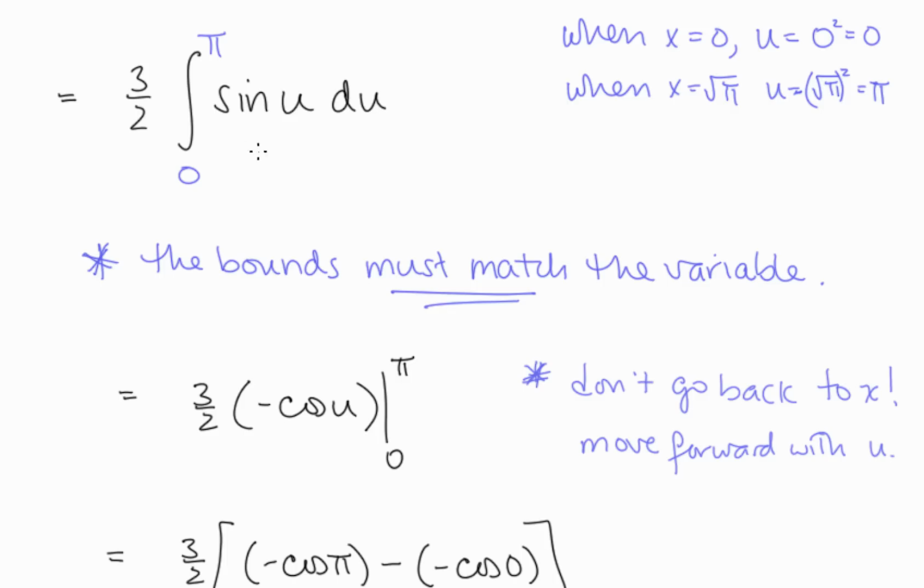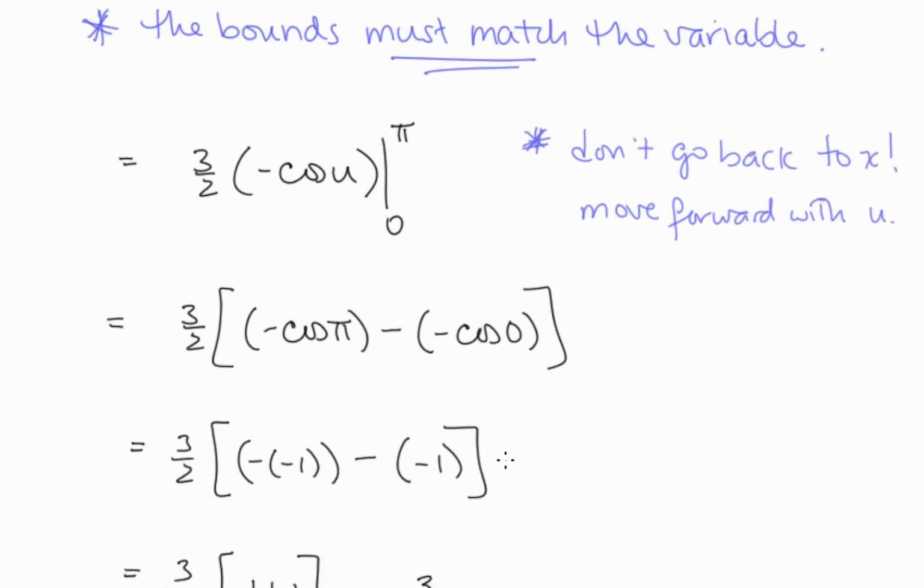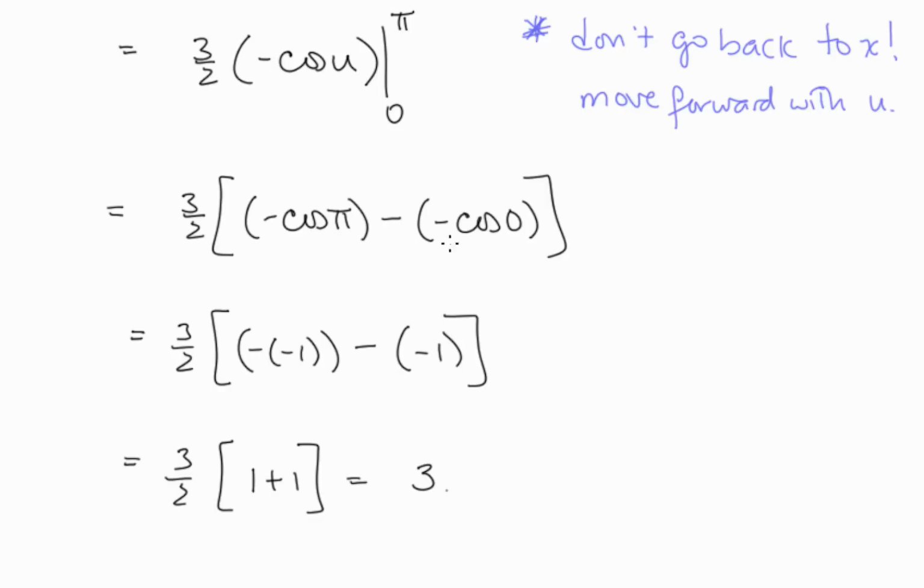We'll take our antiderivative, that's negative cosine u, bounds going from 0 to pi here. So we plug in pi for u, and plug in 0 for u, and subtract. Cosine of pi is -1, cosine of 0 is 1, so we're here. It's really important to use parentheses around your evaluations so that you don't lose any negative signs here, so be careful with that. And so here we have on the inside a 2, and so we have 2 times 3/2, that's 3. And this is the value of our definite integral.